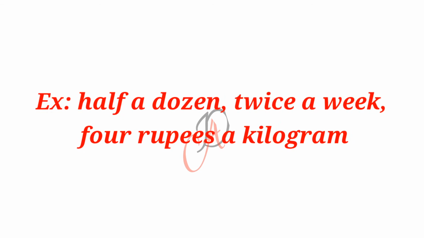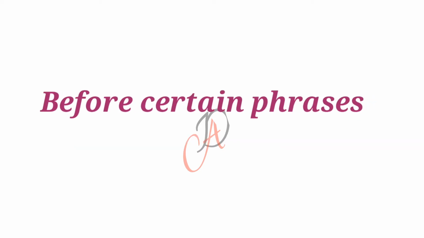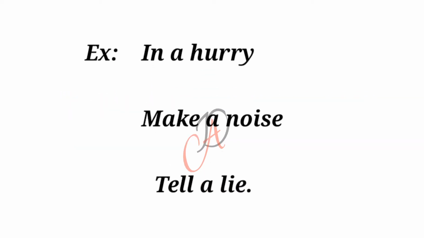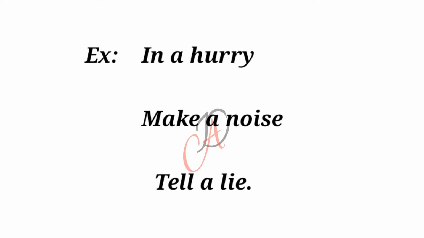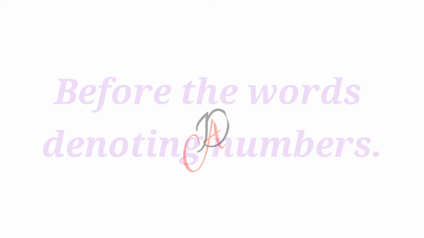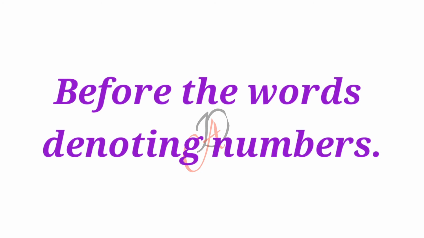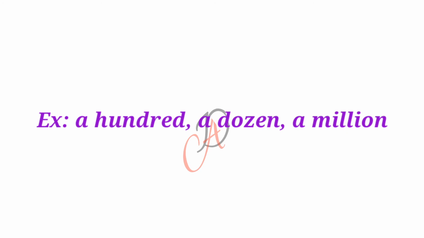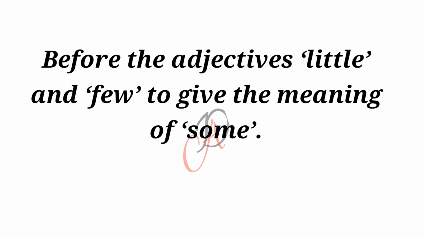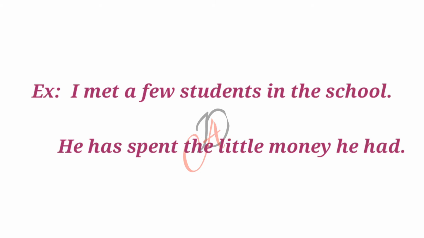So let's move on to rule number six. Indefinite articles are used before certain phrases. For example, in a hurry, make a noise, tell a lie. Alright, let's move on to rule number seven. It is used before the words denoting numbers. For example, a hundred, a dozen, a million. And let's see the last rule, that is rule number eight. They are used before the adjectives like little and few to give the meaning of some. For example, I met a few students in the school. Second example, he has spent the little money he had. Alright, these are the important rules that we follow while using the indefinite articles a and an.